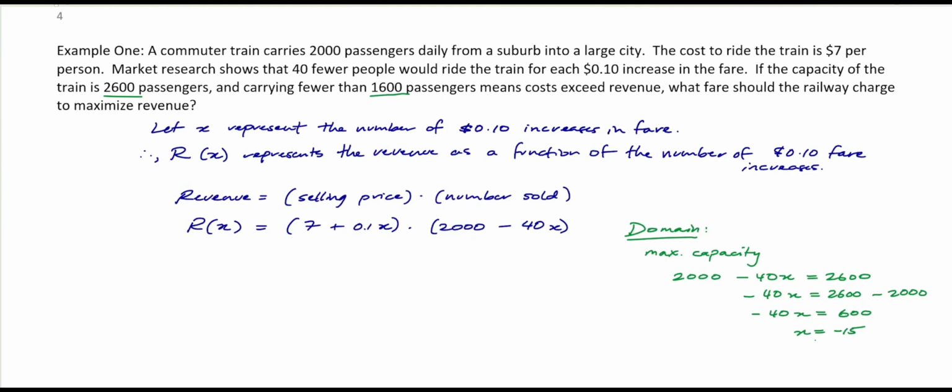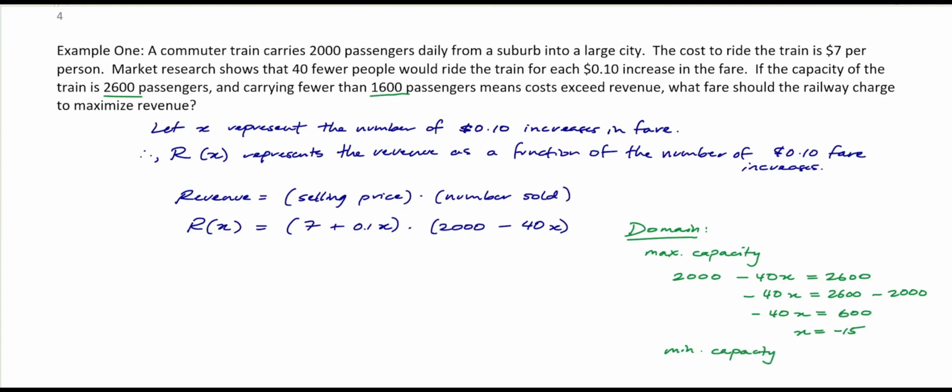So if we decrease the fare 15 times at 10-cent increments, then the train is going to reach its capacity. Does that mean that it's going to have a maximum revenue? Well, not necessarily. We may have more people riding, but we're also selling at a lower price. Okay, so let's look at our minimum capacity situation.